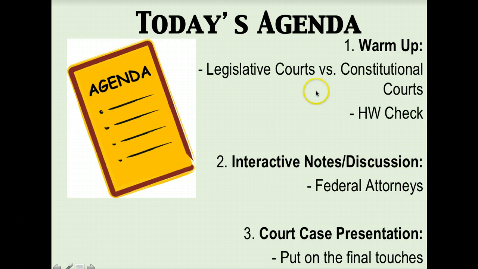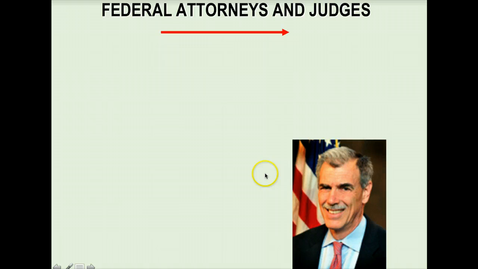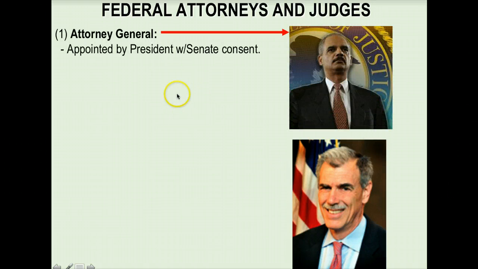I'm not going to do some of these things because I'm not here, but what I want to do real quick is go through some of the notes on the federal attorneys, which we didn't get into yesterday. This is just a little bit of review, but when we talked a lot about judges and the whole court structure, we didn't really talk about the actual attorneys, who are the people that argue on behalf of the government. The top guy, as you know, is the Attorney General. And as you can see, here he is right there, Eric Holder. He's the head of the Justice Department.